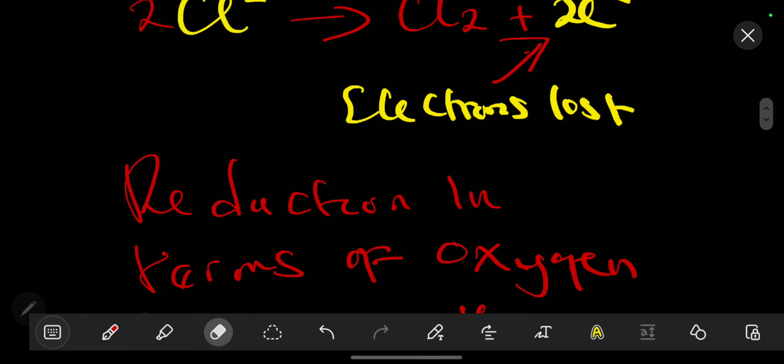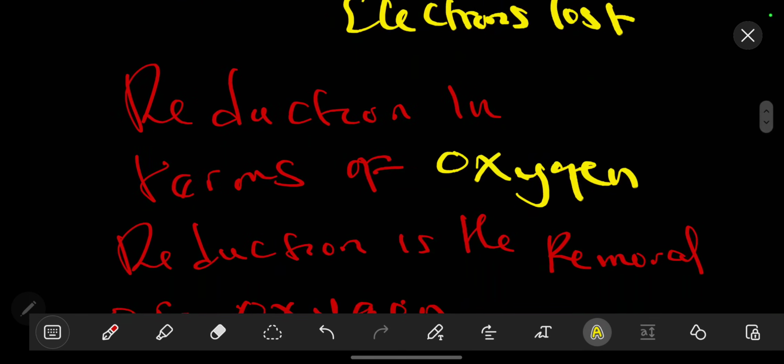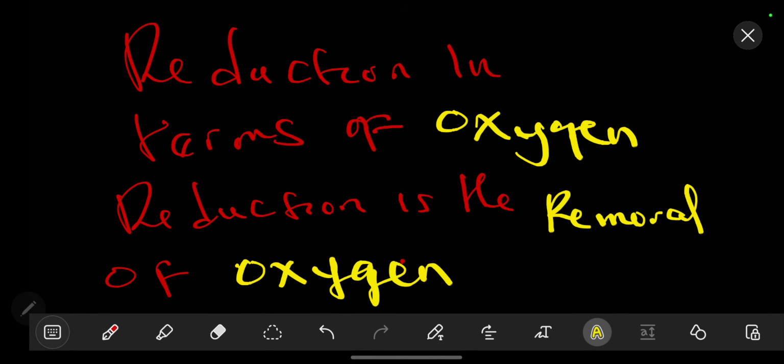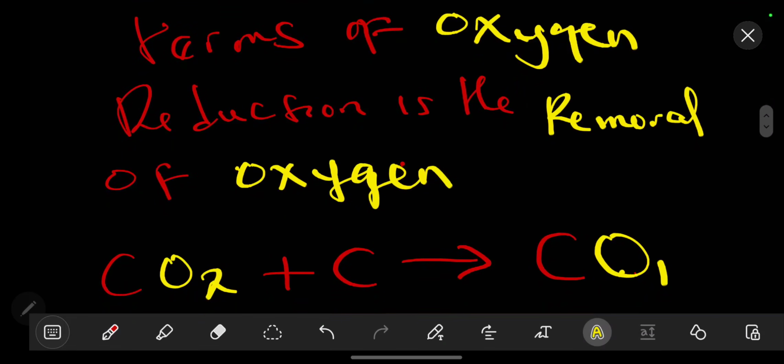Let's look at reduction. Reduction in terms of oxygen. Reduction is the loss of oxygen, or rather the removal of oxygen. As long as oxygen has been removed, that means it is reduction. So let's take this example.